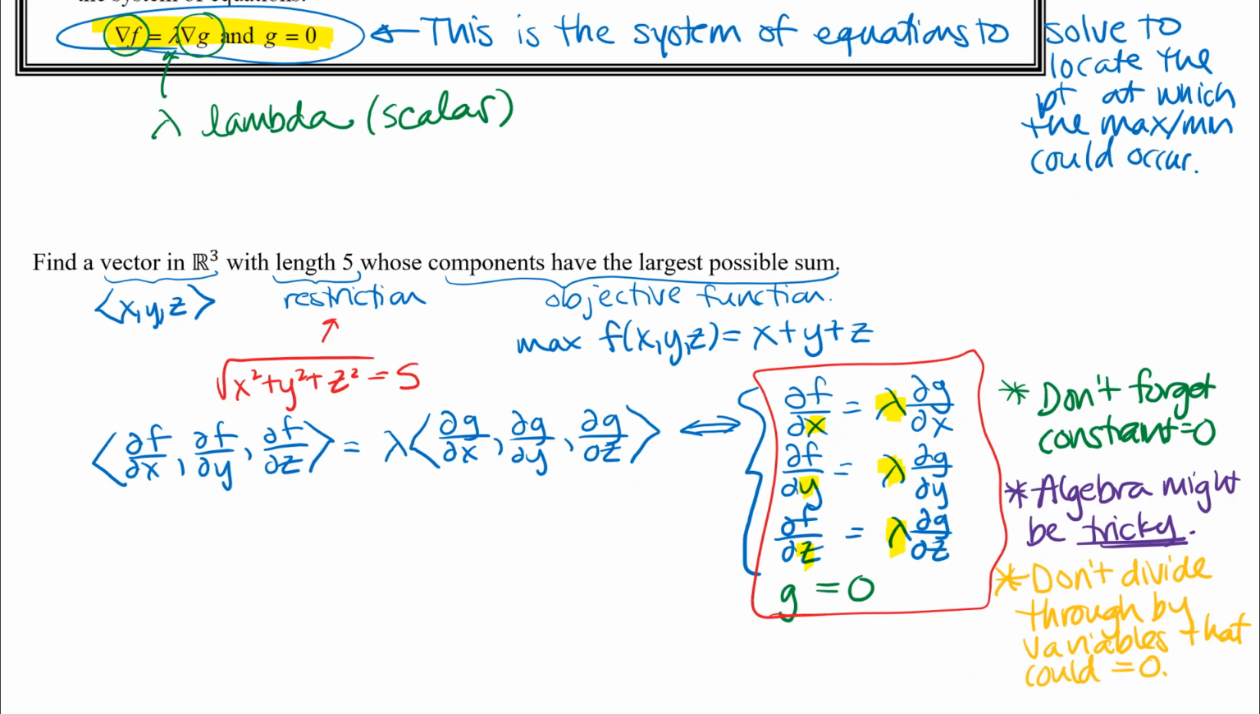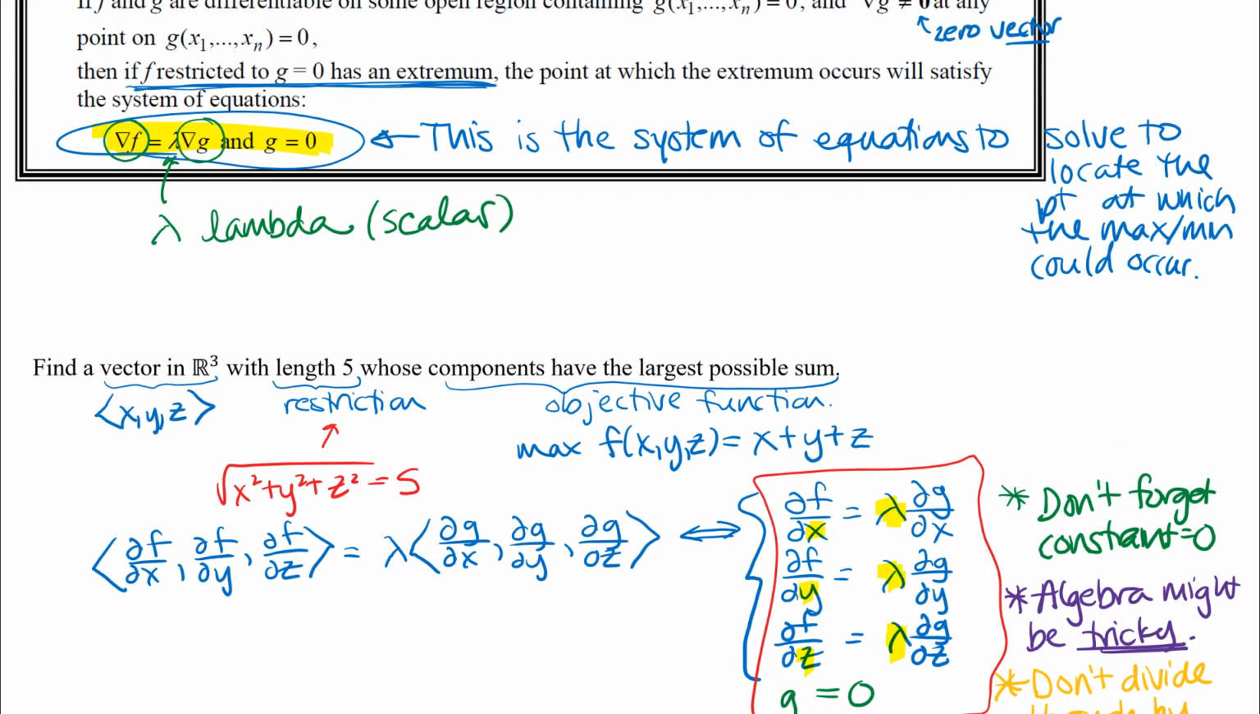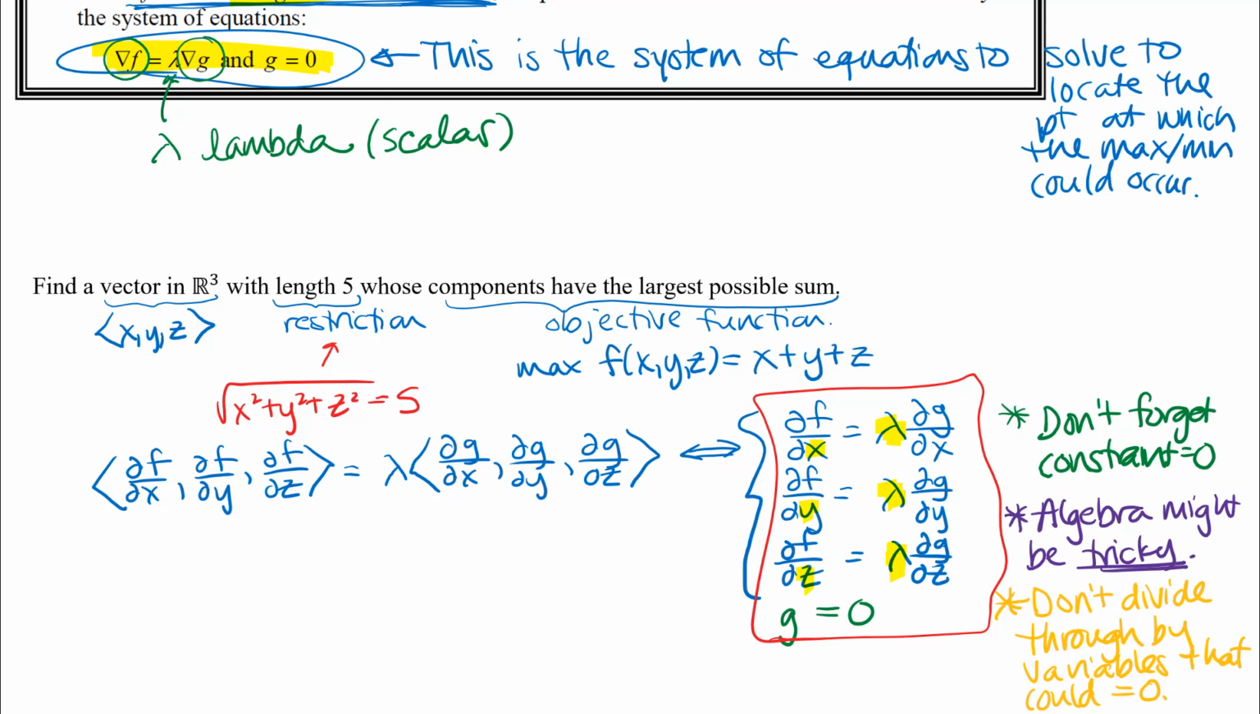The other piece of advice I would give you about this is that sometimes students solve this system of equations and then they just stop and put a box around the answer. If I scroll back up here to the theorem, it says if the function f restricted to g has an extremum, then it would occur at this point. So the other piece of advice is that at the end of all of these problems, you need to make sure that you remember to verify that your point really does maximize or minimize the function that you were looking for.